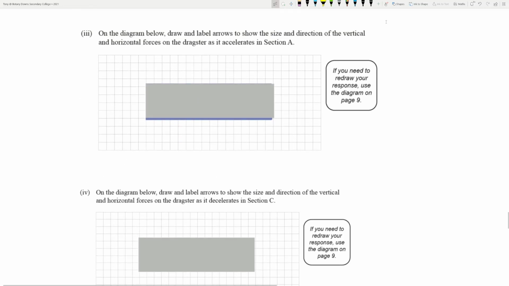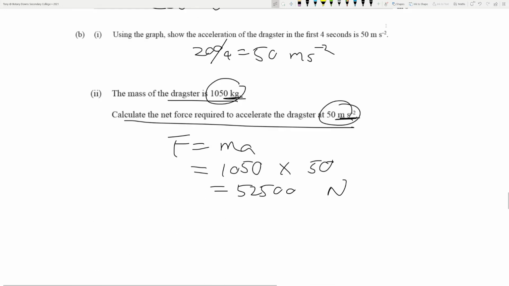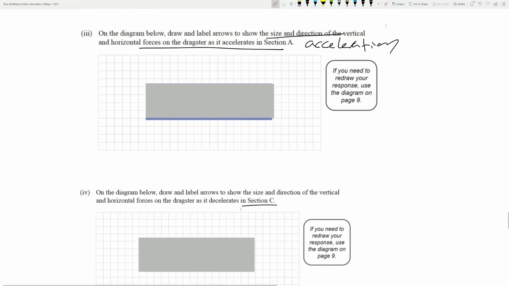Right, look at the next part. On the horizontal, on the diagram below, draw the labelled diagram to show the size of different forces. Okay, so if you remember for section A, this was showing constant acceleration, and section C is constant deceleration. Now, how do we do these two?